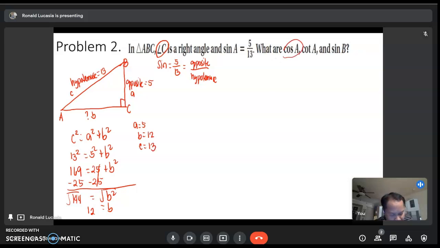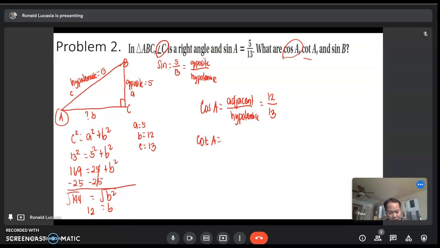What is cosine A? We know that cosine is equal to adjacent over the hypotenuse. Our adjacent there is this, our A. The adjacent side is 12, and the hypotenuse is 13. Next is cotangent A. We know that cotangent A is the adjacent side divided by the opposite side. So our adjacent is 12 and our opposite side is 5.